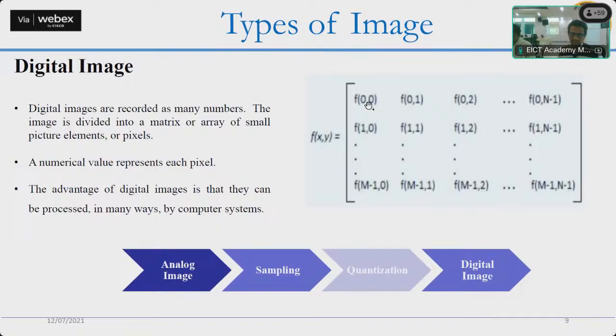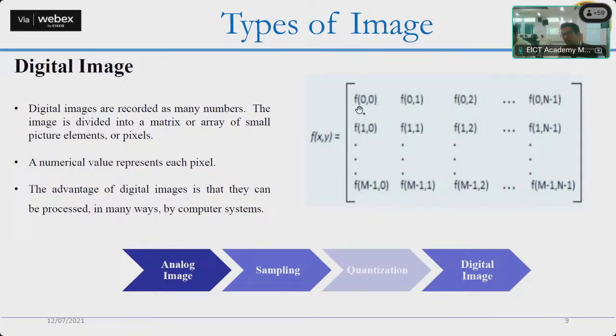This 0,0 is basically the position. This 0,1 is in the 0th row, and this is M minus 1. How many total rows are there? Total rows are capital M. And when we start from this one, this is capital N. So this coordinate is changing, 0,0, 0,1, etc. What are these locations? These locations are basically the pixels.